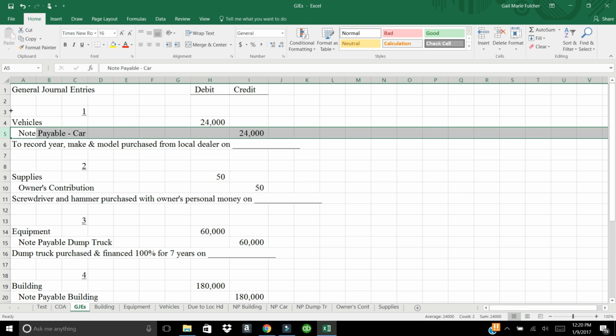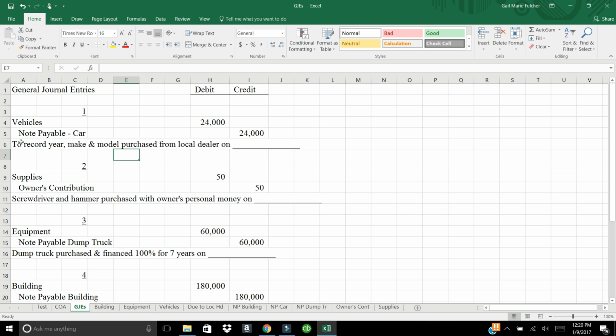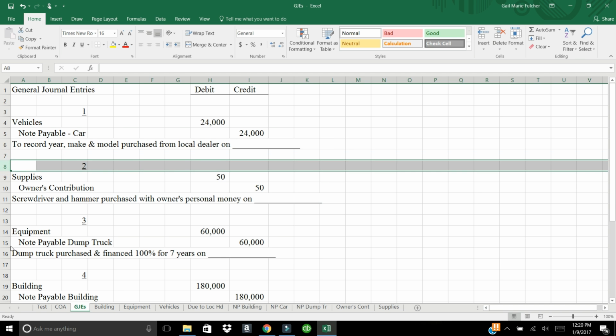Oh, and let me point out here, if you notice on the credit line, we always indent a few spaces for the credit transaction. Now, of course, you're going to be doing everything on the computer, so this isn't really that important, but it's good for you to know. The description here would be to record the year, make, and model purchased from the local dealer on whatever date that you selected. All right, great. Let's take a look at number 2.